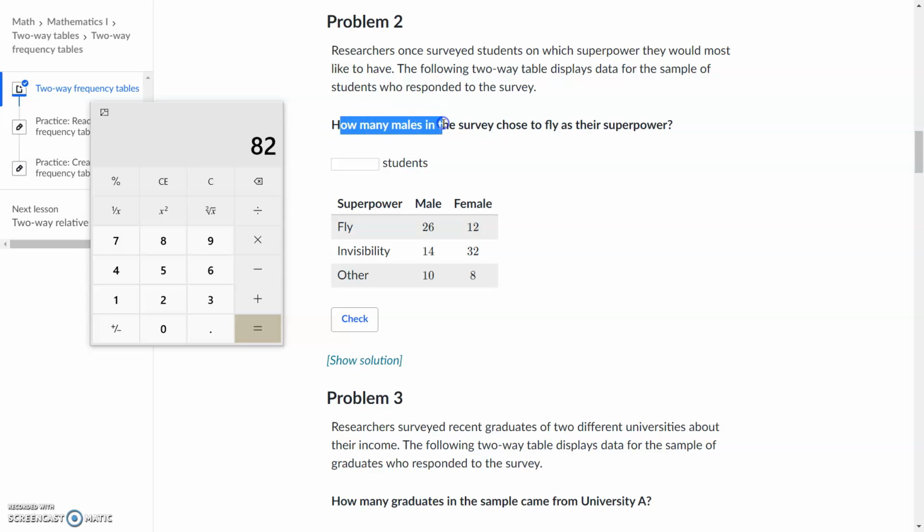How many males, so it's got to be in this column, males, in the survey chose to fly? So we're looking at the column male and the row fly. So we end up with 26 of the males chose to fly. Check. Awesome. If you need to see more about that problem, just click here when you're in Khan Academy.